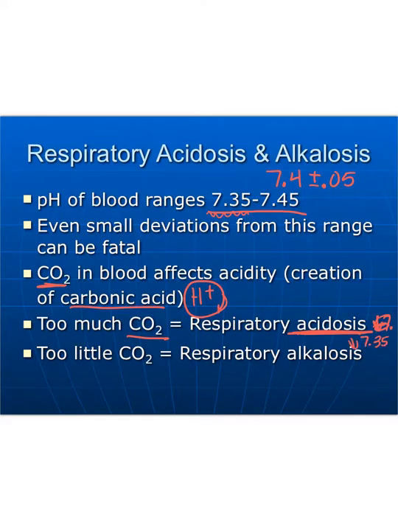If you don't have enough CO2, you're not going to be able to make enough acid, so you're actually going to get higher than 7.45, which would be too basic or alkaline. So we call that respiratory alkalosis.